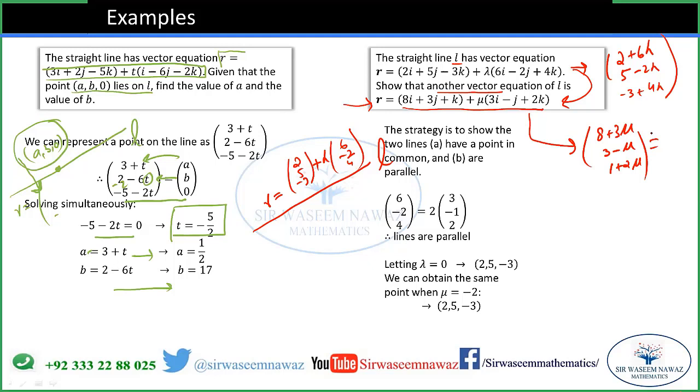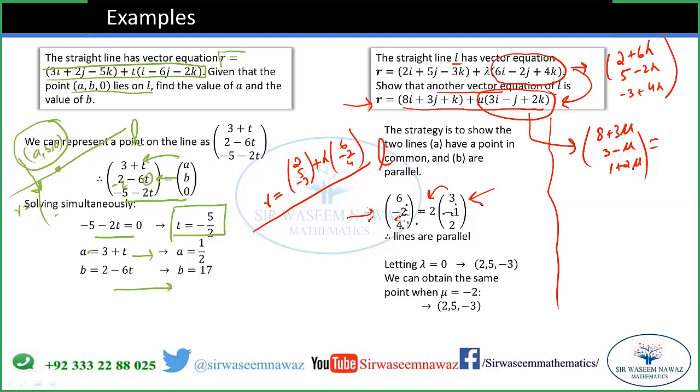The other way is that when two equations are of the same line, it is necessary that they have the same direction vector. Now look at the direction vector of this line, (6, -2, 4). What is the direction vector of this line? (3, -1, 2). You can see that (6, -2, 4), if I take common, or you can say that (3, -1, 2) is a multiple of (6, -2, 4). So it is a multiple of that, which means they have the same direction.